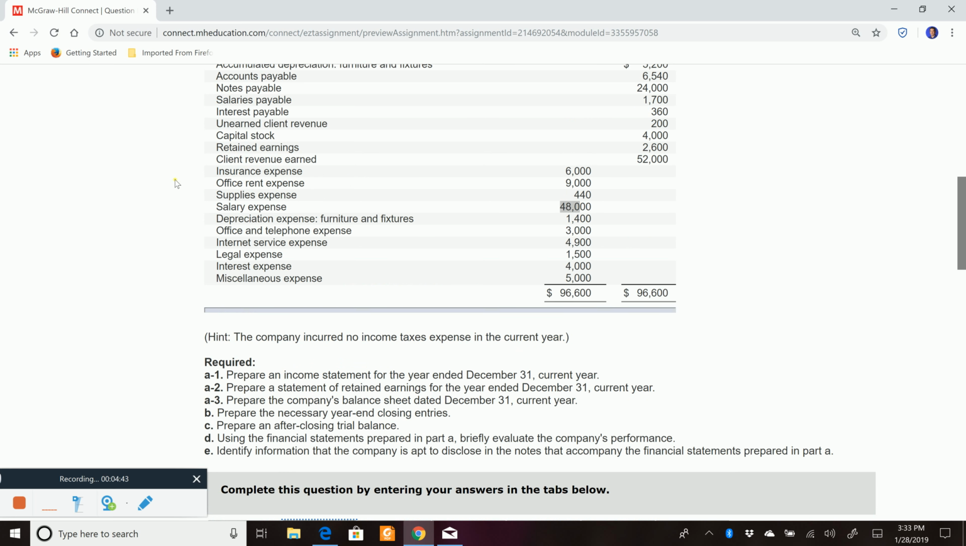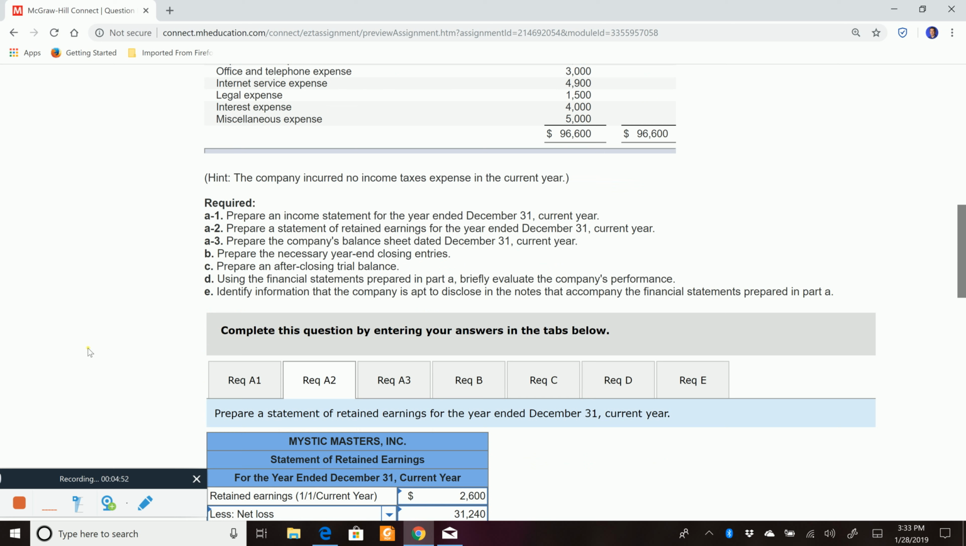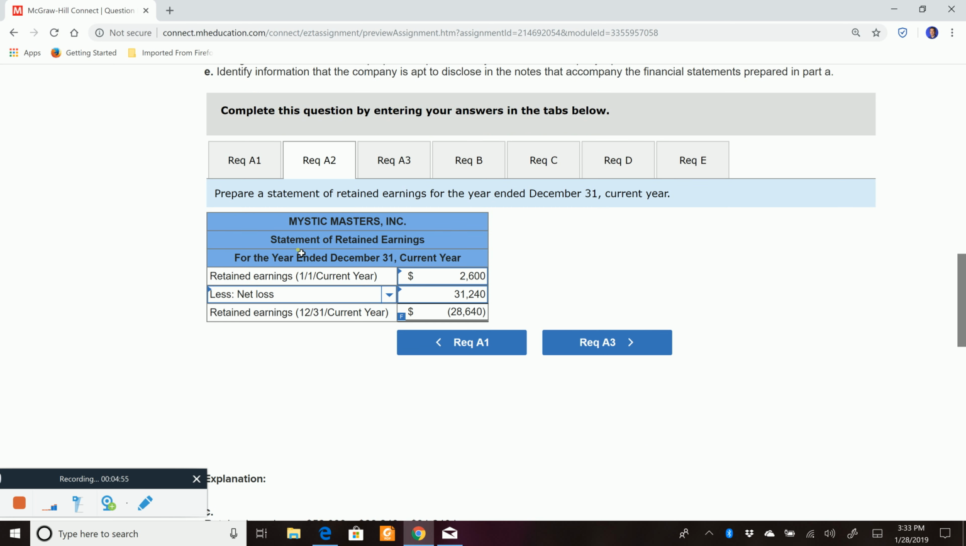Now, retained earnings at the beginning of the year, you're going to find it right in the adjusted trial balance. So here it is. It had a beginning balance of $2,600. So we're going to say, once again, a statement of retained earnings, just like an income statement, it's going to be headed up with 3 rows. The first row is the name of the company. The second row is the name of the statement, in this case the statement of retained earnings. And retained earnings, just like an income statement, is for a period of time. It's got a begin date and an end date. So we're going to say for the year ended December 31.